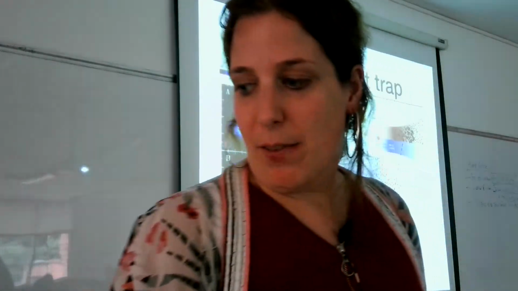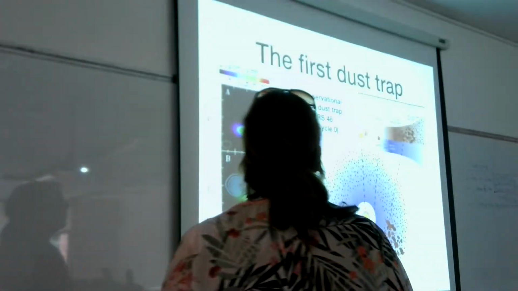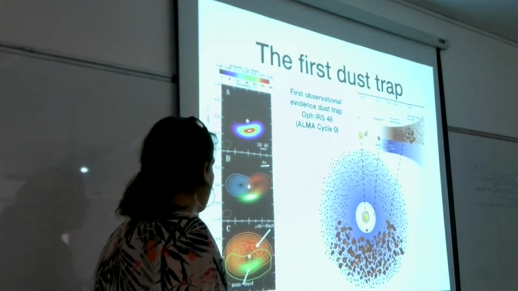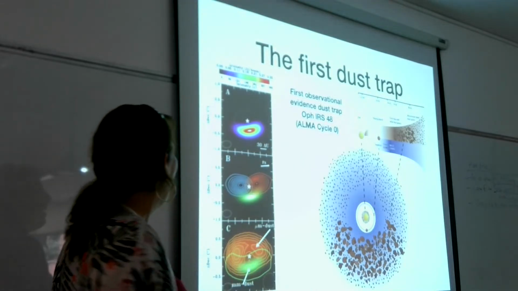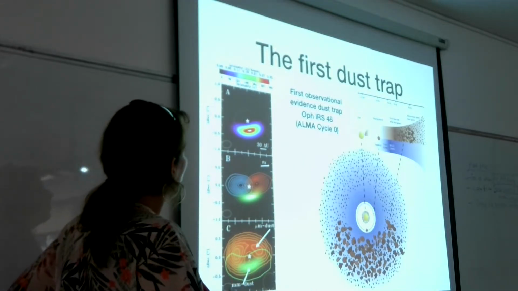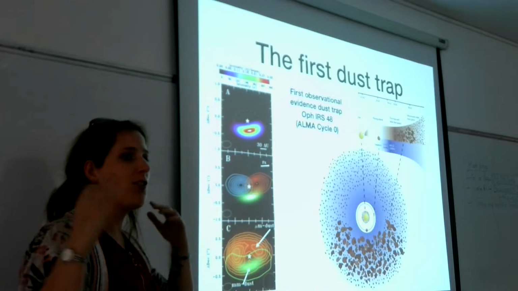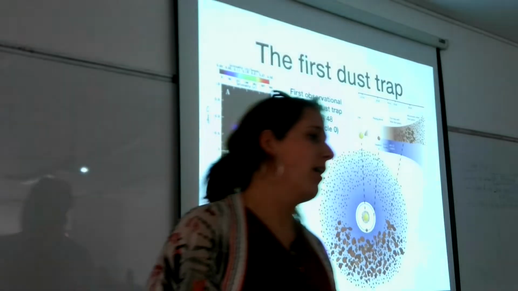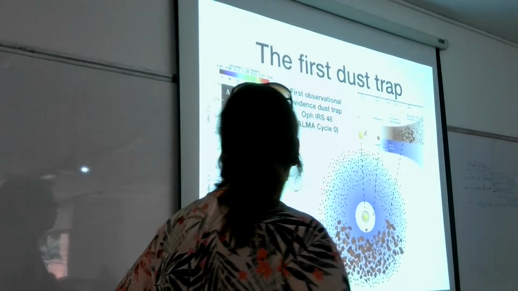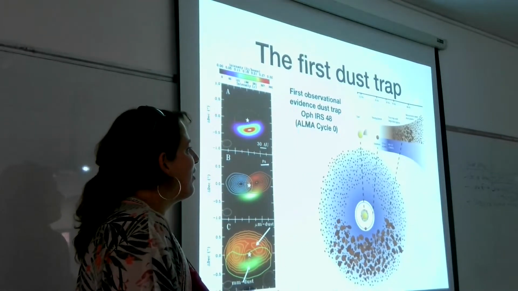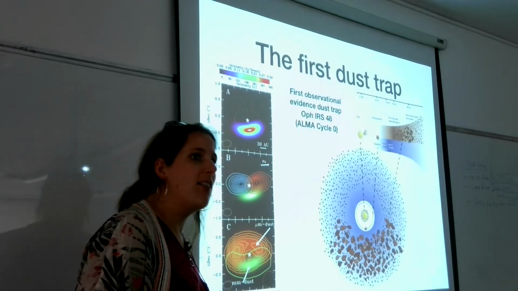And a very famous example of that was, of course, the IRS 48 disk. This was, I think, in 2013. One of you is presenting on Friday. So this was actually the first time that we found observational evidence for dust trapping. Before that, it was proposed in dust evolution models. But the dust images by themselves were not enough to prove it.